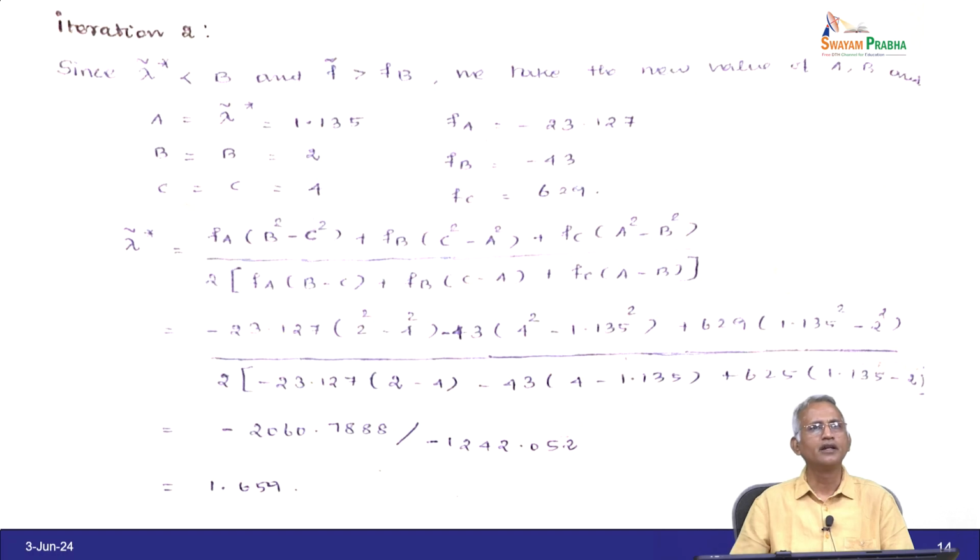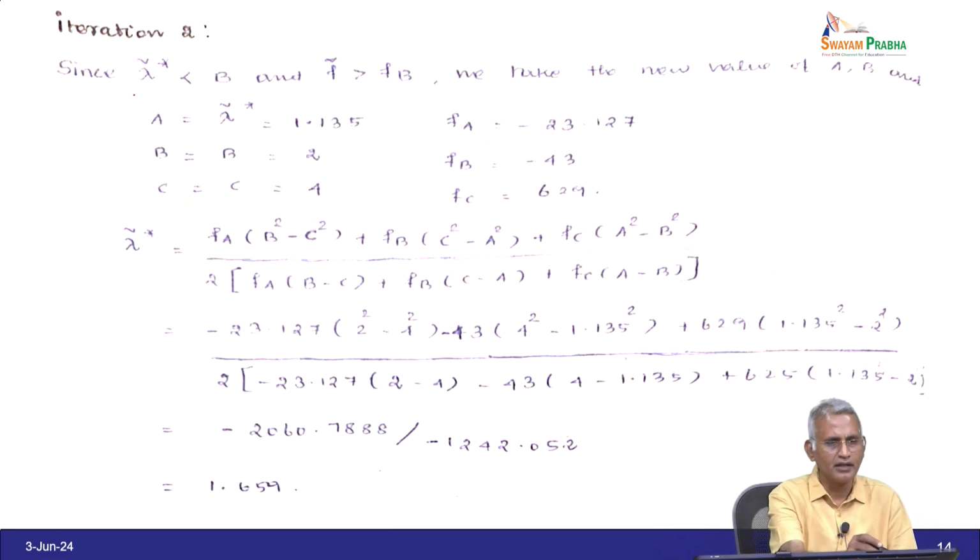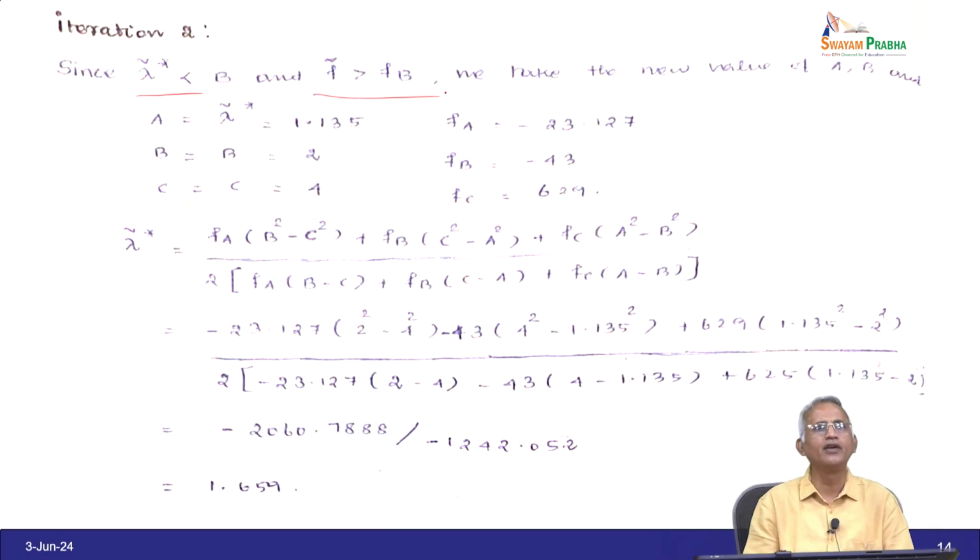So, now you go to iteration 2. Since lambda star tilde is less than B and f tilde is greater than FB, we take new values of A and B. Therefore, A equals lambda star tilde equals 1.135. So, FA equals minus 23.127, B is 2, FB got it, C is 4, FC equals 629.